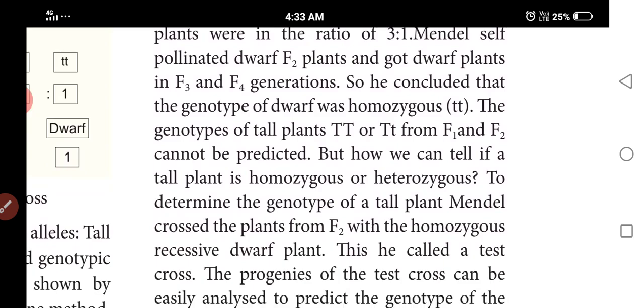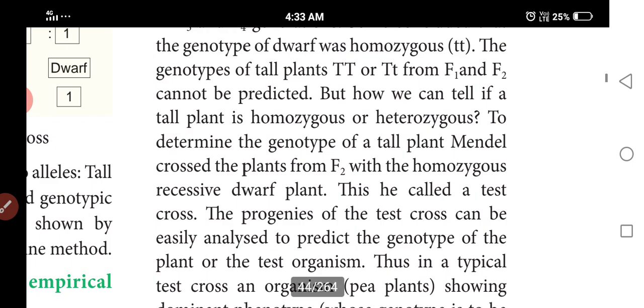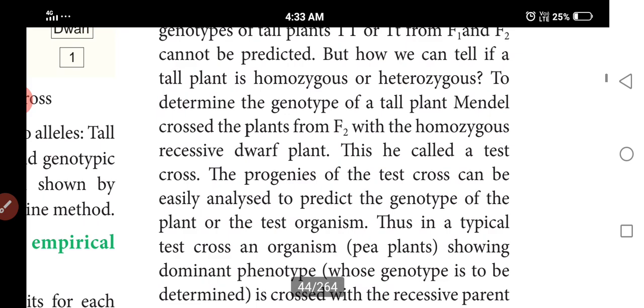To determine the genotype of a tall plant, Mendel segregated it from the apparent plant. We don't know where it came from. So at that time we apply the test cross. In a test cross, all the progenies will be crossed with recessive individuals.